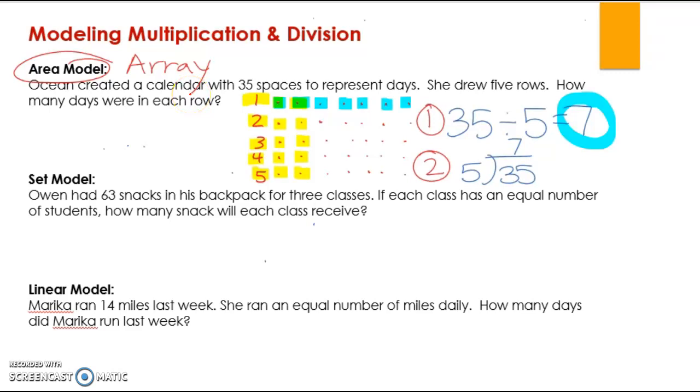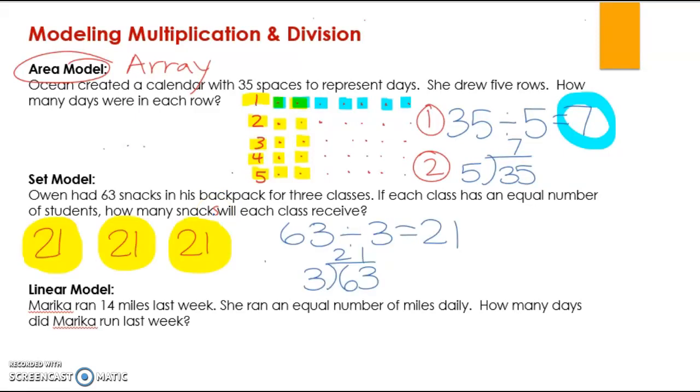Owen had 63 snacks in his backpack for 3 classes. If each class has an equal number of students, how many snacks will each class receive? Notice the problem has been solved. There are 21 in the 3 sets. So how many snacks will each class receive? Each class received 21 snacks.